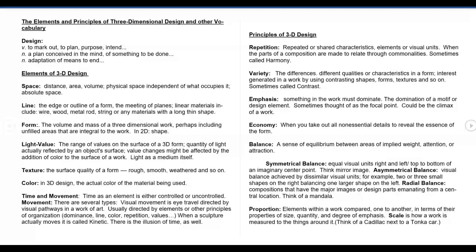So anyway, this first slide here is something that you have in your essential handouts module on Canvas. This would be the 3D terms, which is another word for vocabulary, so you will always have that available. You see the elements here: space, line, form. Form is what you would call shape in 2D design. When you're talking about 3D design, you call it form. Just FYI there. Light and value, texture, color, and then time and movement.